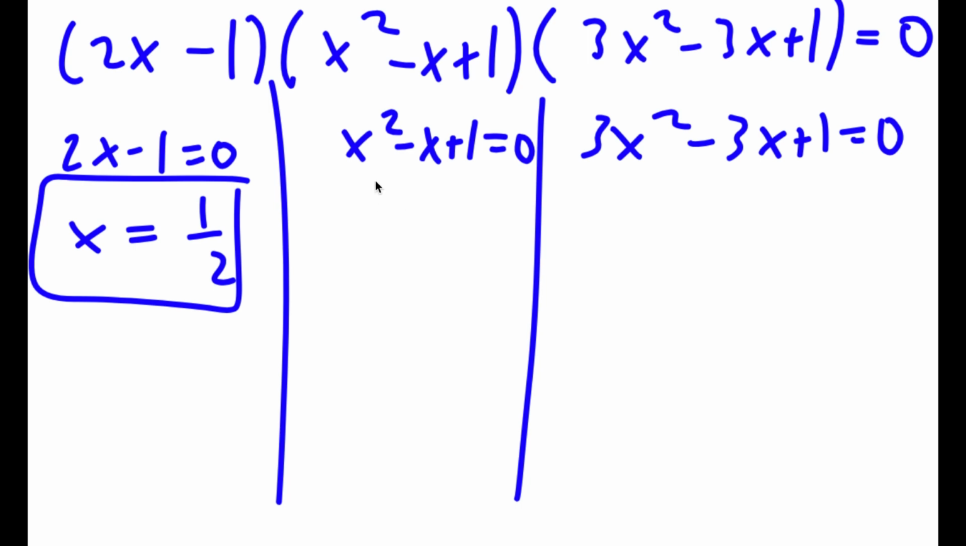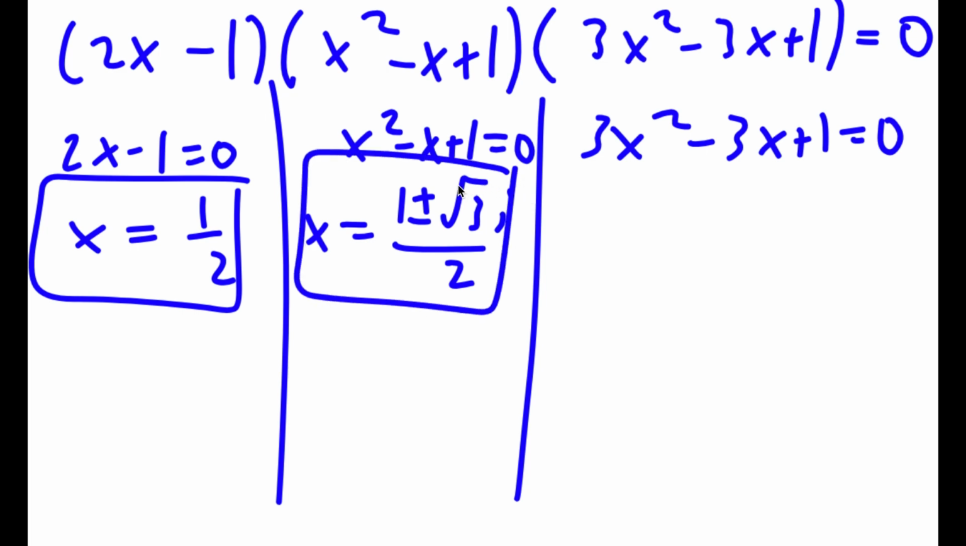So for x squared minus x plus 1 equals 0, we have x is equal to 1 plus or minus the square root of 3i over 2. And finally, for this, we have 3 plus or minus the square root of 3i over 6.